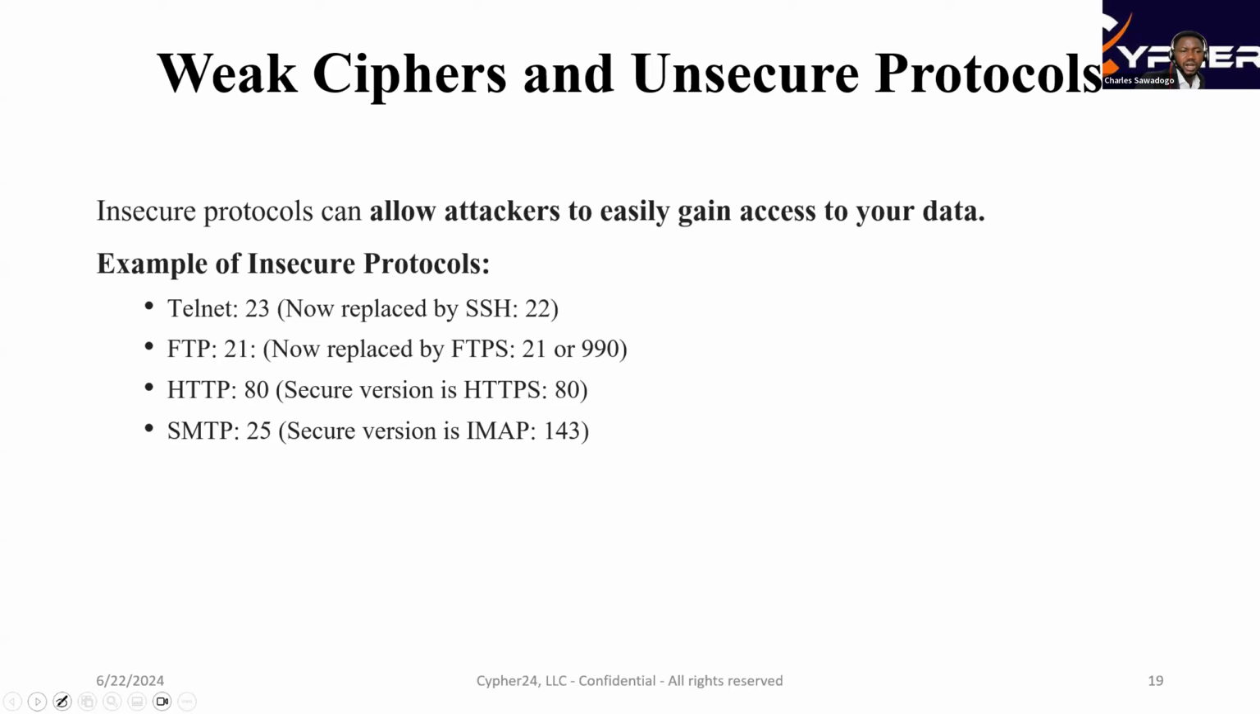And you can see as well, port 21 is no longer used. Companies try to replace it with FTPS, meaning file transfer protocol secure, right? And SMTP is being replaced by IMAP because it's no longer secure. So you can see that a company might still be using those insecure protocols, and that might constitute vulnerabilities.